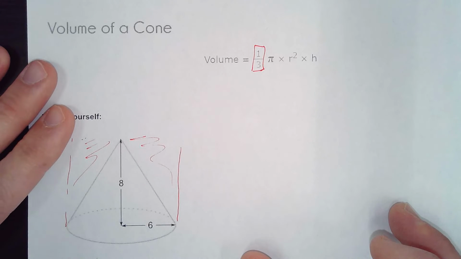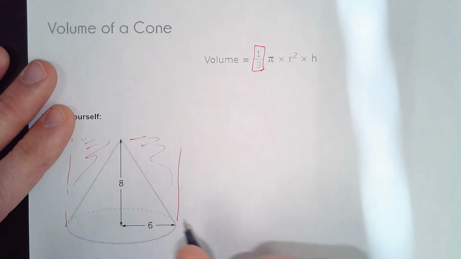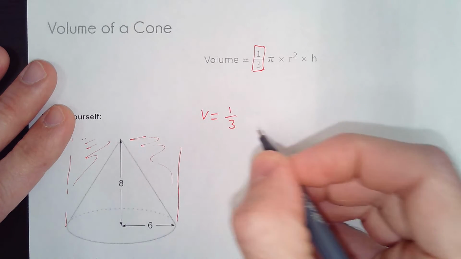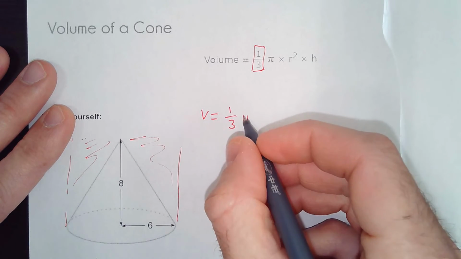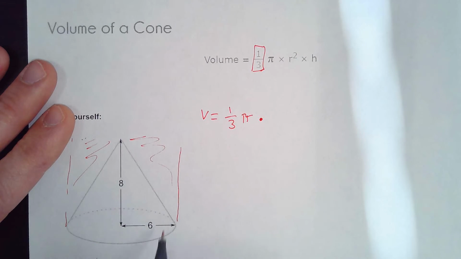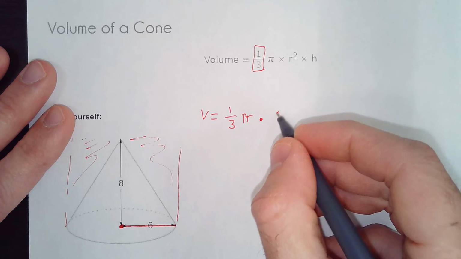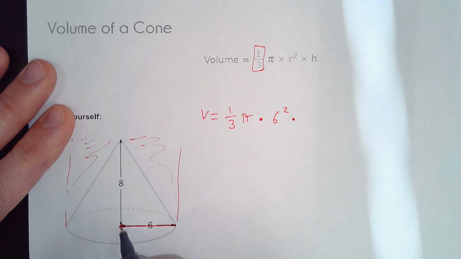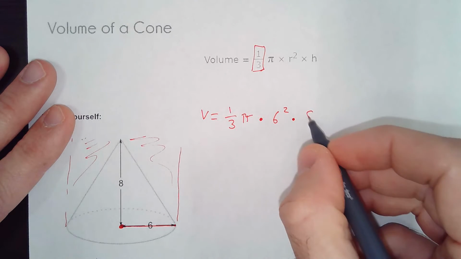So let's find the volume here in our example. Let's start by writing our equation. Volume equals 1/3 pi times r. What's our r down here? The radius. Remember, radius is how far it is from the middle of the circle to the outside, times 6 squared times the height. How far is it from the bottom to the vertex, or up to that very point? So in this problem it's 8.